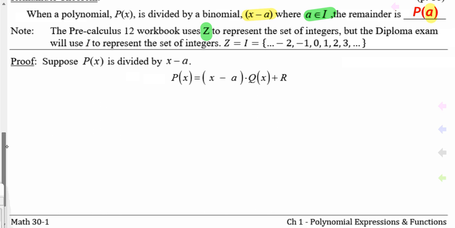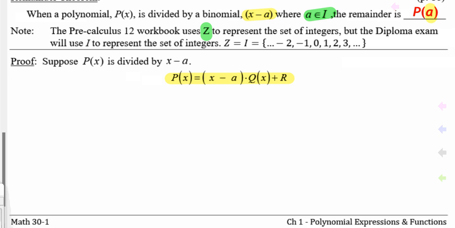to show that we get a result that we're looking for. So in this case, as we look at what we have written here, this is the division statement that we used yesterday, where you say some polynomial could be equal to its divisor times a quotient plus some remainder. Always true. So that's where we start. The remainder theorem says P of a should give me the remainder.